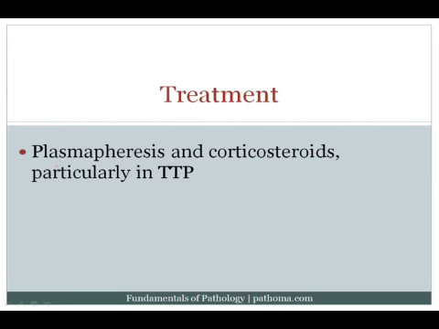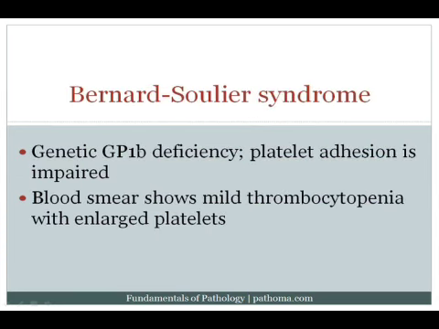The treatment of these disorders, in particular TTP, involves plasmapheresis and corticosteroids. Now, the idea here is that in TTP, the disorder is due to an autoantibody. Plasmapheresis is a mechanism by which you can remove proteins from the blood, and so by doing plasmapheresis, you could remove the autoantibody against ADAMTS13, which was leading to the problem. At the same time, by giving corticosteroids, what you're doing is decreasing production of the autoantibody, so that would also be helpful in TTP.